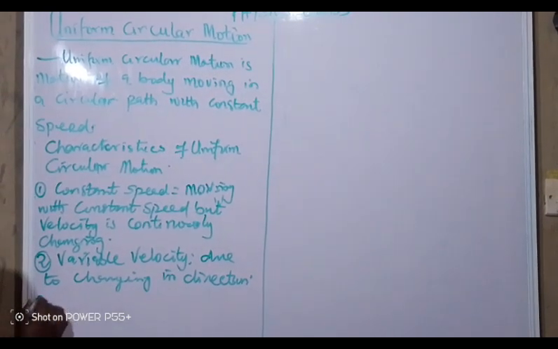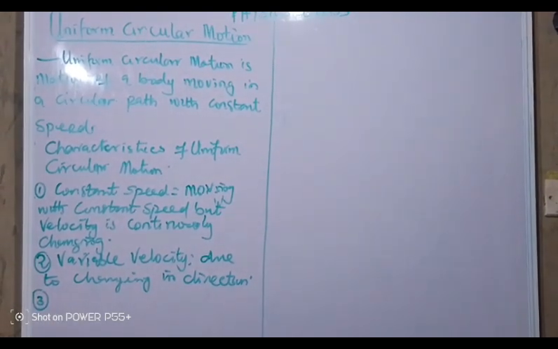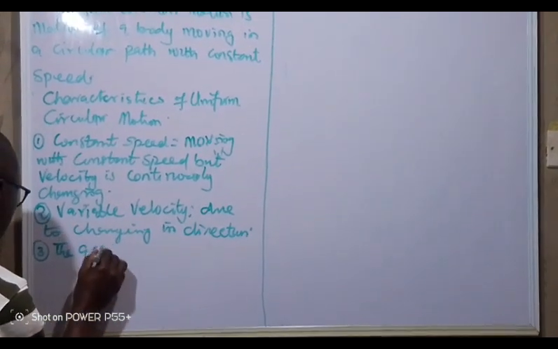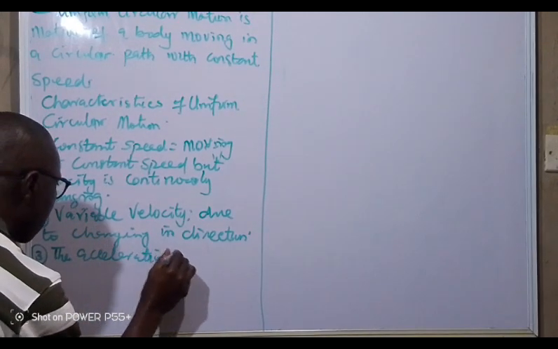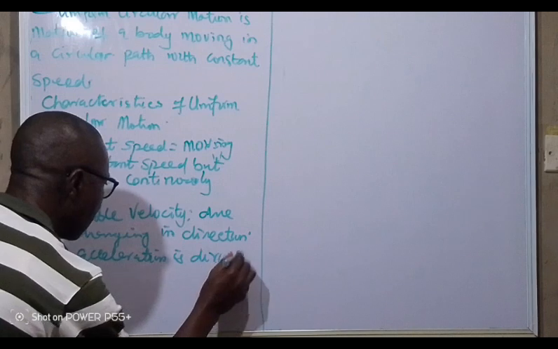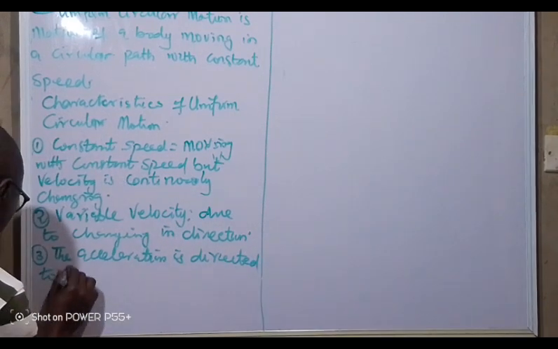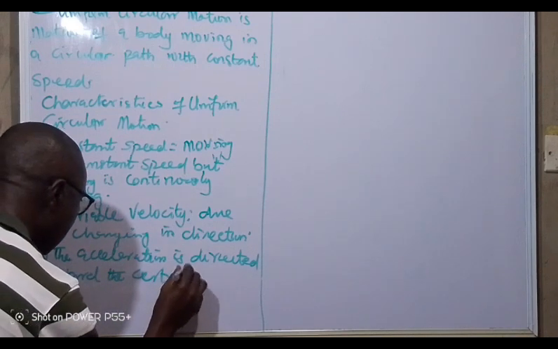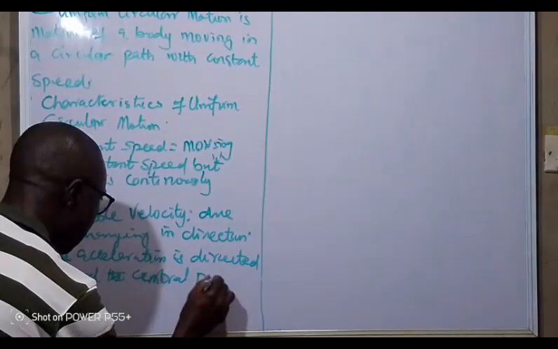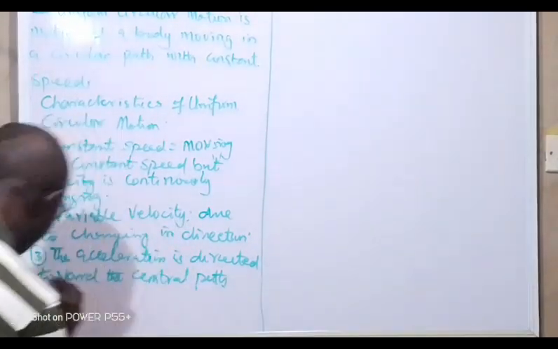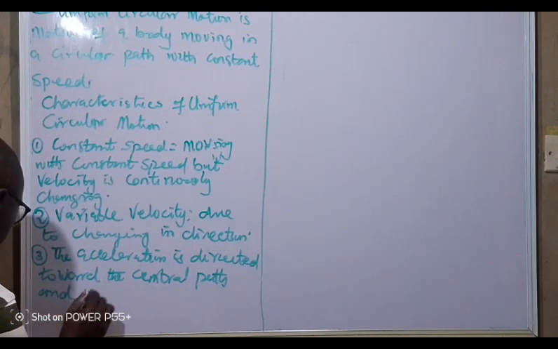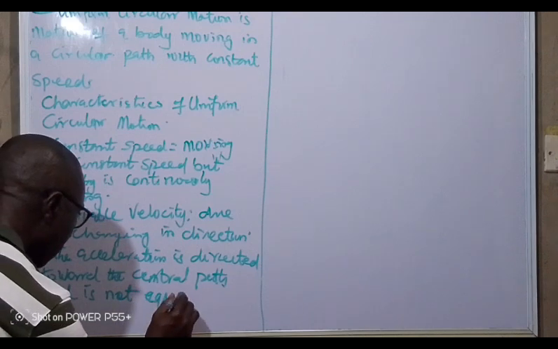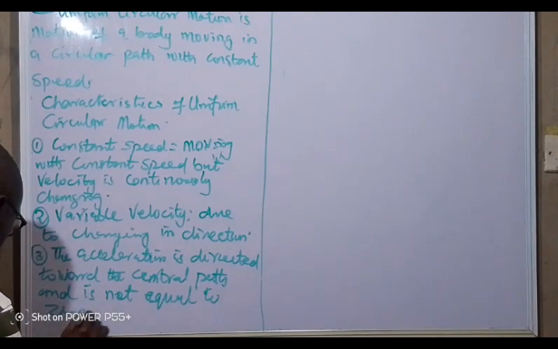Number 3. Once the velocity is variable, then the acceleration is directed toward the central part and is not equal to 0.